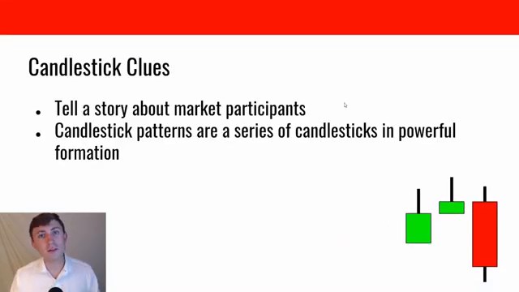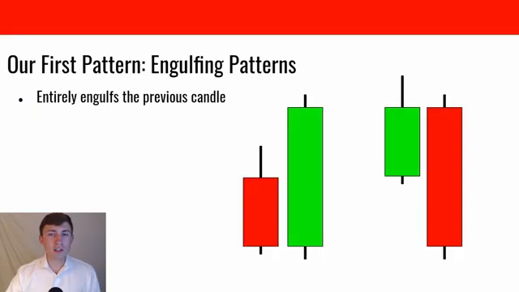So we mentioned that with candlesticks, what's important is that they can actually give you some interesting clues as to what the market may be doing. But more specifically, they actually tell a story about what market participants are thinking or doing in the markets. And they can potentially give us ideas of what may or may not be happening next, right? So candlestick patterns are a series of candlesticks in powerful formation. We just got done talking about a single candlestick and identifying the anatomy of a candle, but a candlestick pattern is multiple candlesticks in a row, or some sort of formation that may be telling us a story about market environments or market participants. So our first candlestick pattern is going to be the engulfing candlestick pattern.